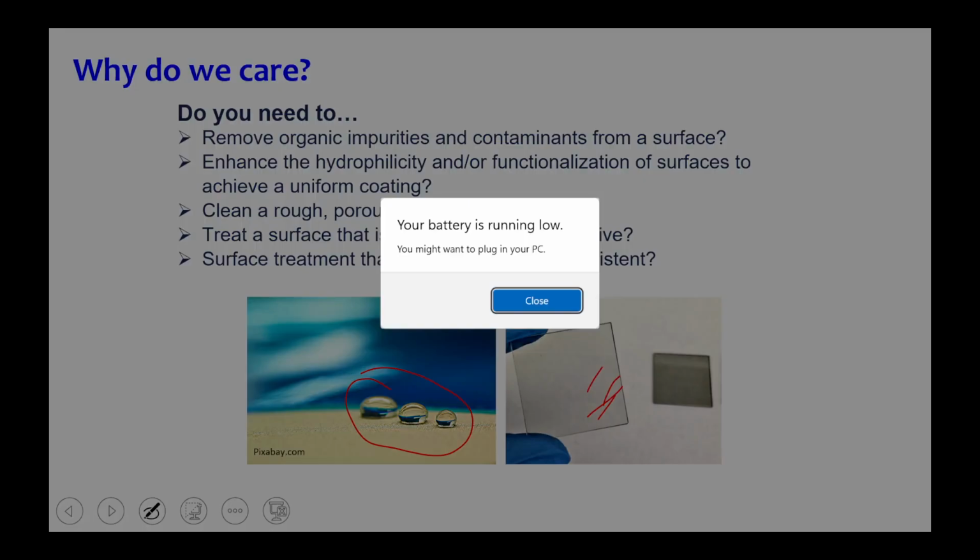Some particles will be there. One minute, I have to charge my laptop.